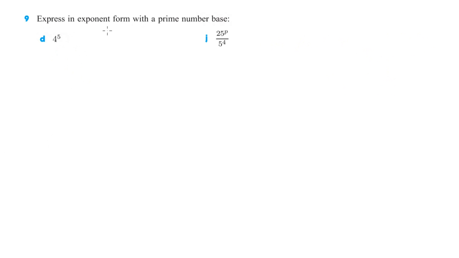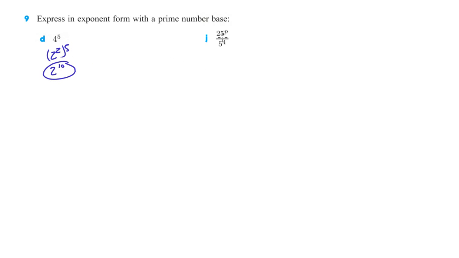Number 9, express in exponent form with a prime number base. So 4 is not a prime number. So what we want to do is turn that 4 into 2 squared to the 5th. So power raised to a power means you multiply them. So that is 2 to the 10th power. So 4 to the 5th power is the same thing as 2 to the 10th power.